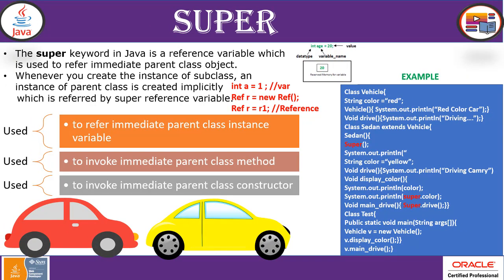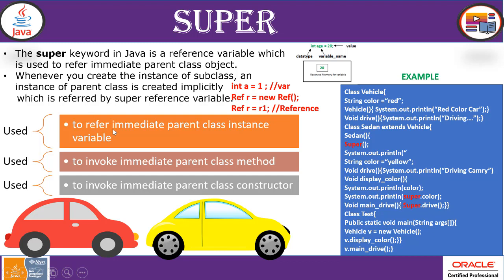In short, whenever you create an instance of a subclass, an instance of the parent class is created implicitly, which is referred to by the super reference variable. Now, the super keyword can be used with any object, reference, variable or method in the superclass or parent class. There are many ways you can use it.